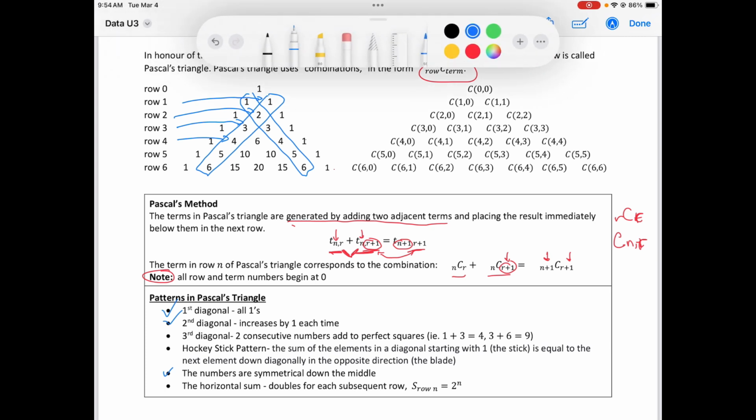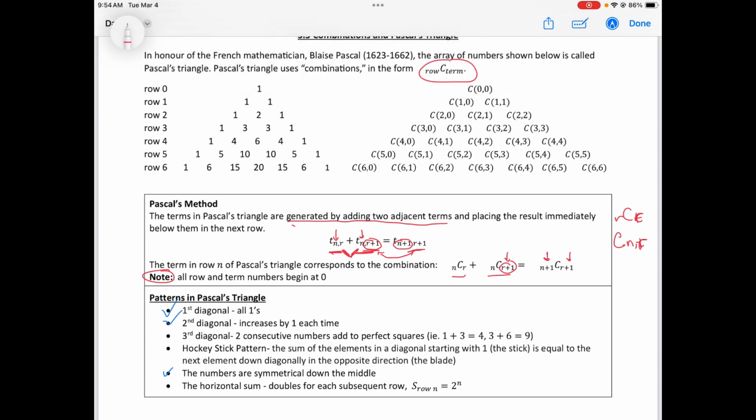Now, third diagonal. What happens is two consecutive numbers add to perfect squares. So 1 plus 3 is 4, and you can root 4. It's 2. 6 plus 3 is 9, and you can root 9. 6 plus 10 is 16, and you can root 16. 10 plus 15 is 25, and you can root that. So they are perfect squares.